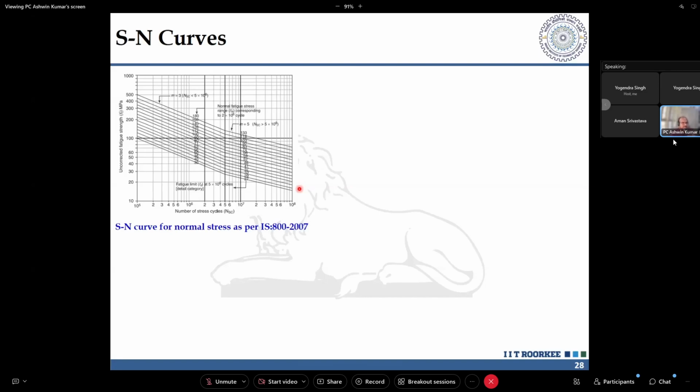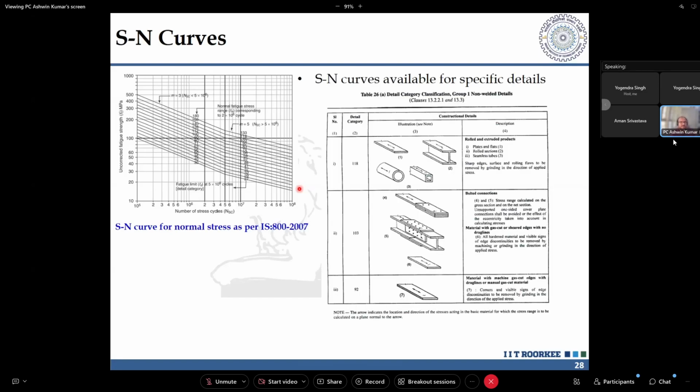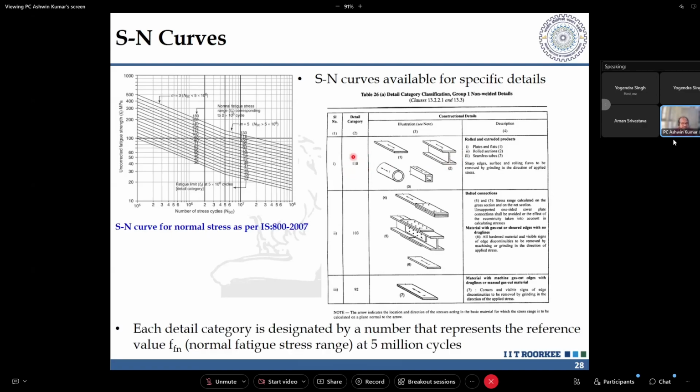So you're looking at such kind of normal stresses, and you have structural details that have been given, right? You can see what these particular diagrams given here are, the table that goes with rolled and extruded products. So you have plates, you have rolled steel I sections that are given there. For such a detail category, a number is being given, 180. So what does this 118 refer to?